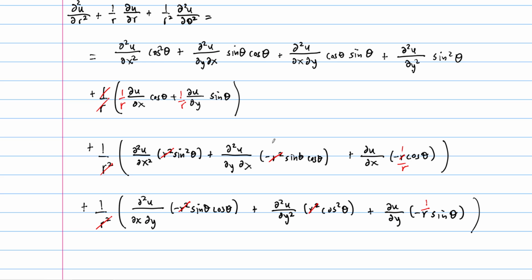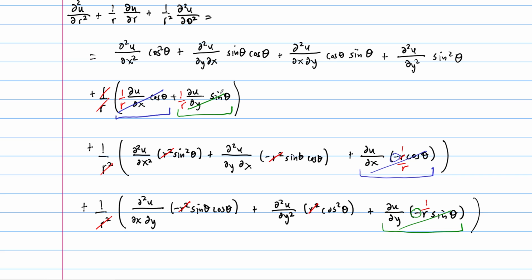Okay, and so now it's all in there, and then we can start to look at these similar terms here. So what do we have here? We have 1 over r du dx cosine theta minus 1 over r du dx cosine theta. So those have canceled, right? Same thing here. 1 over r du dy sine theta minus 1 over r du dy sine theta. So these are gone as well. Those have canceled too, right?